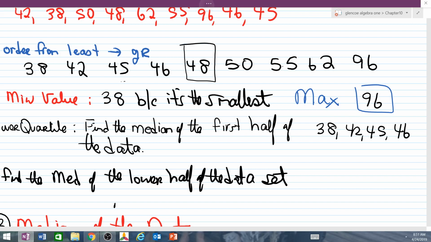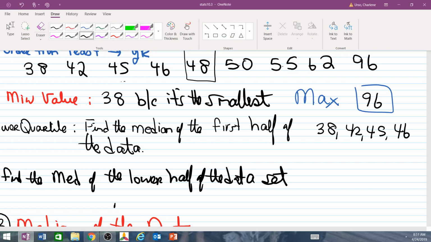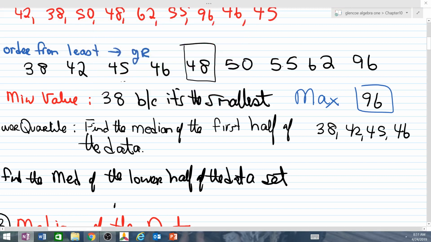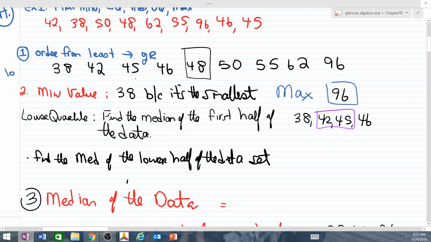Now, we need to find the median of the lower quartile. There are two middle numbers. So the lower quartile is the median of the first half of the data, which would be 42 plus 45 divided by 2, which would be what? Who's got a calculator and did it? I can't hear you. 43.5.